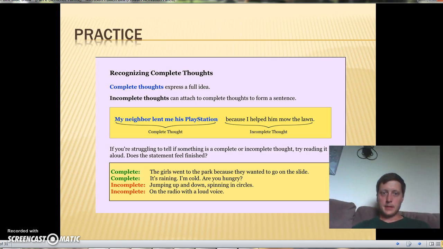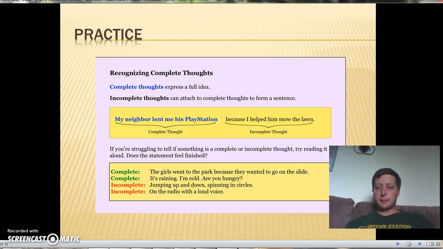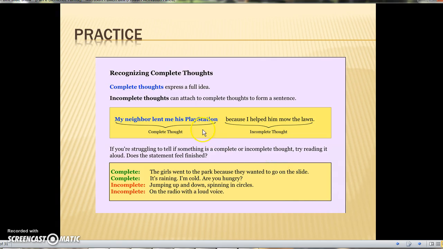Okay? Now, a few other things for practice that you may do. Remember that complete thoughts always express a full idea. These are our independent clauses, right? So if it's an incomplete thought, it's a dependent clause, we attach that. This is just a review, a reminder of what we've done the past few days.